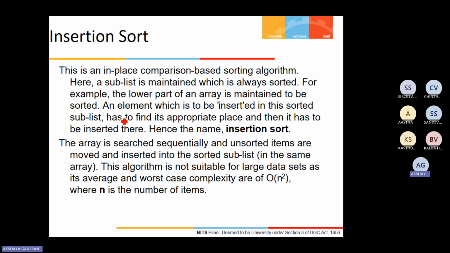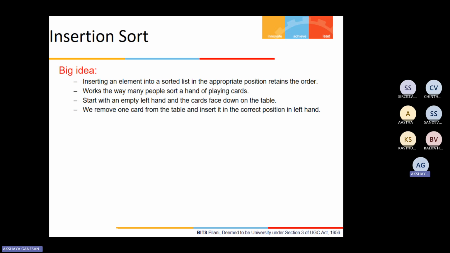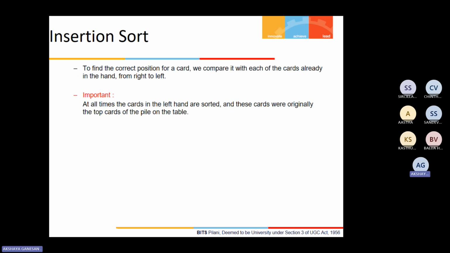The array is searched sequentially and unsorted items are moved and inserted into the sorted sublist. And this algorithm has a problem with large data sets because the time complexity is very high, order of n squared, but the best case time complexity is very good. Let me look at the algorithm and then we will.